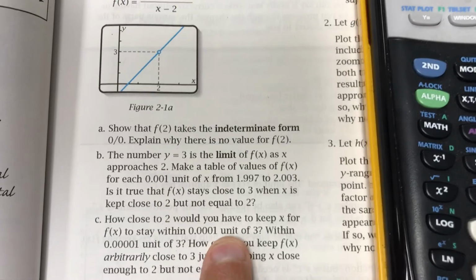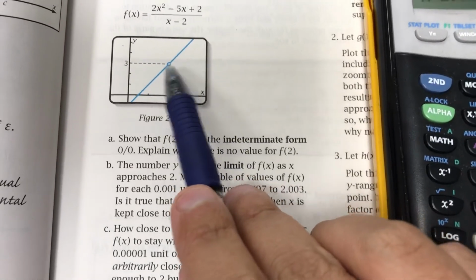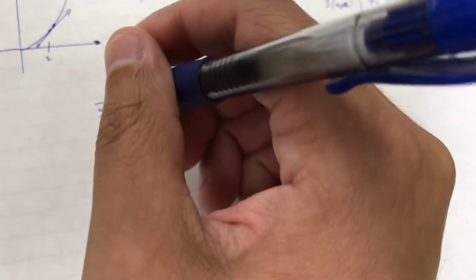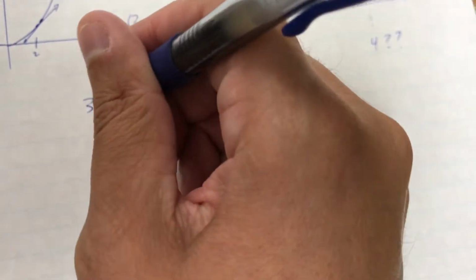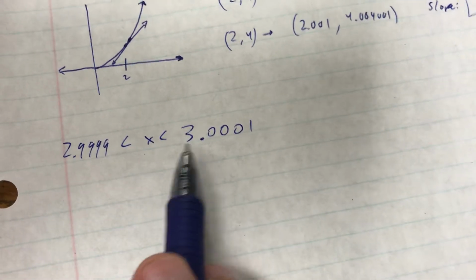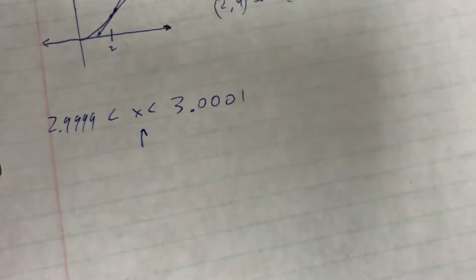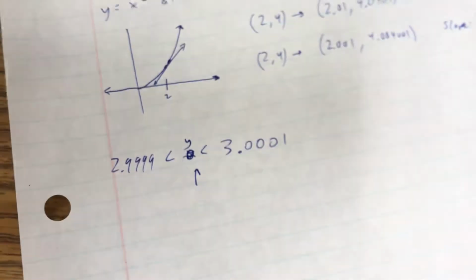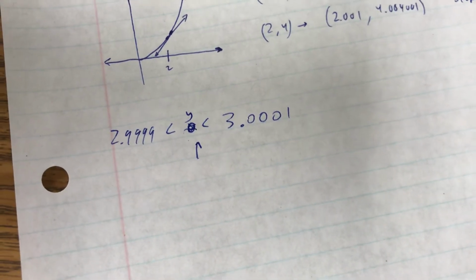Okay. Now, part C asks us how close to 2 would we have to get to keep y within 0.001 unit of 3. Okay, remember our limit looks like it's 3. So if I want to get within 0.001 unit of 3, what we're really talking about here is going up by 0.001 and going back by 0.001, so that'd be 2.9999. Okay, and the point is I can get as close as I want to 3, and there should be a range of x values that would keep my, actually, you know what, that should be a y, that would keep my y value between those two values, okay?